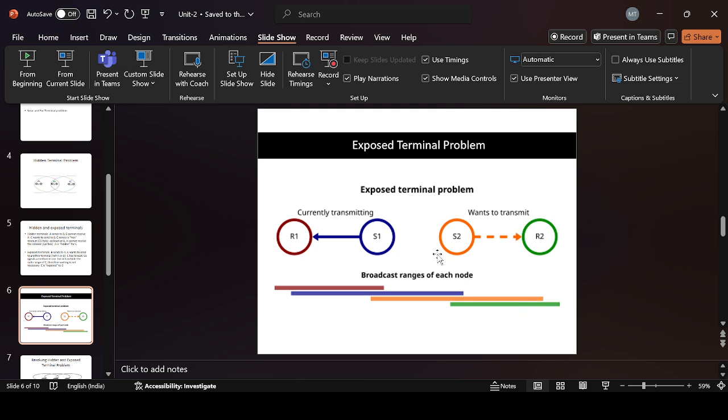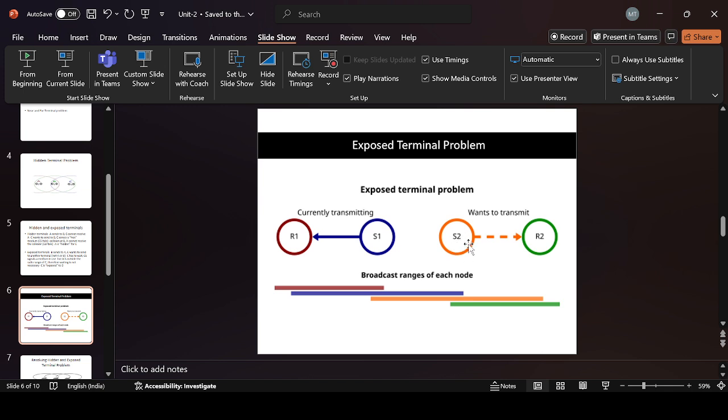Now let us assume that S1 wants to transmit something to R1. Now what S1 will do is, it will sense the medium. If the medium is free, S1 will start transmitting to R1.